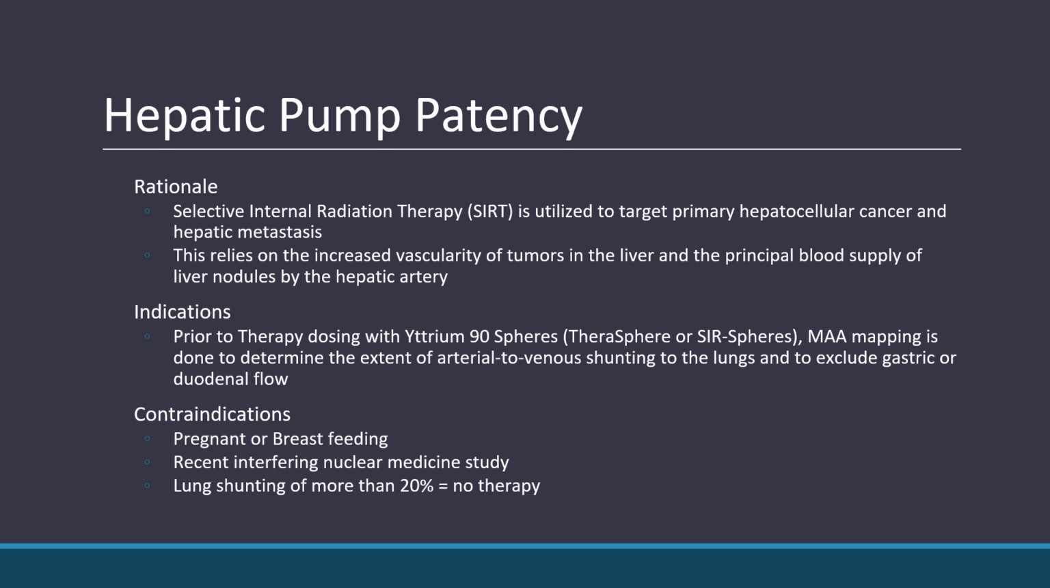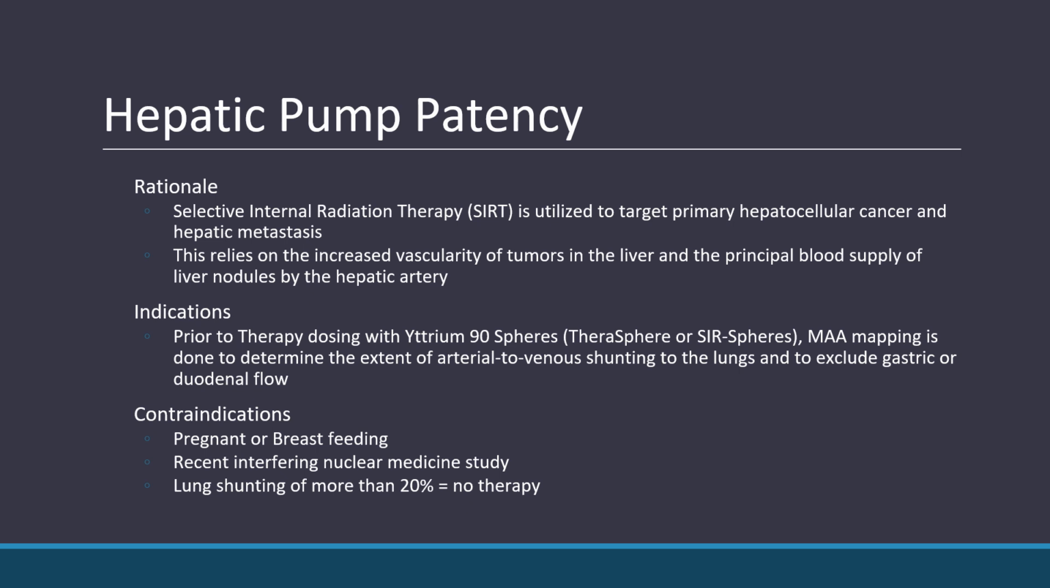So indications for this test are prior to the therapy dosing with yttrium-90 microspheres, and that could either be the brand name TheraSphere or SIR-Spheres. MAA mapping is done to determine the extent of arterial to venous shunting to the lungs and to exclude gastric or duodenal flow. We really want to make sure that the therapy is going to go to the tumor and not to the patient's lungs or spleen or stomach or anything like that.